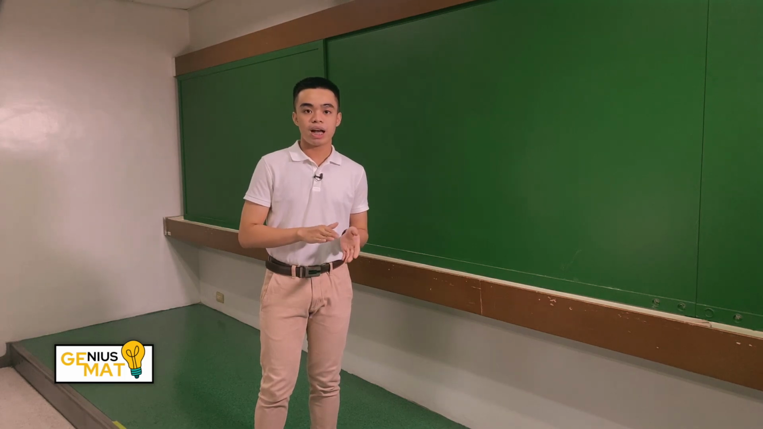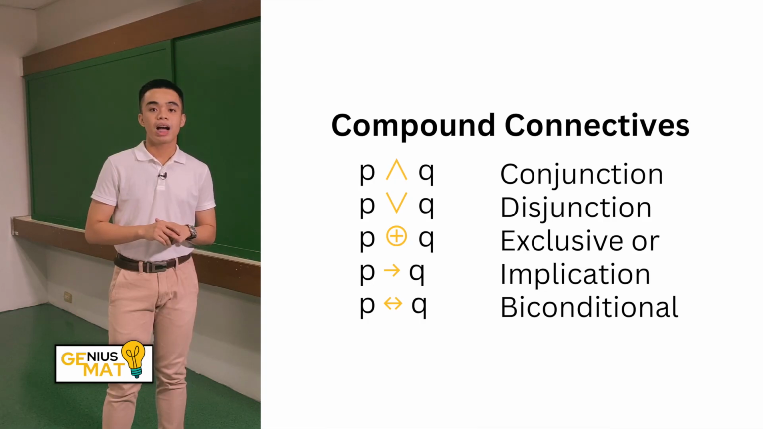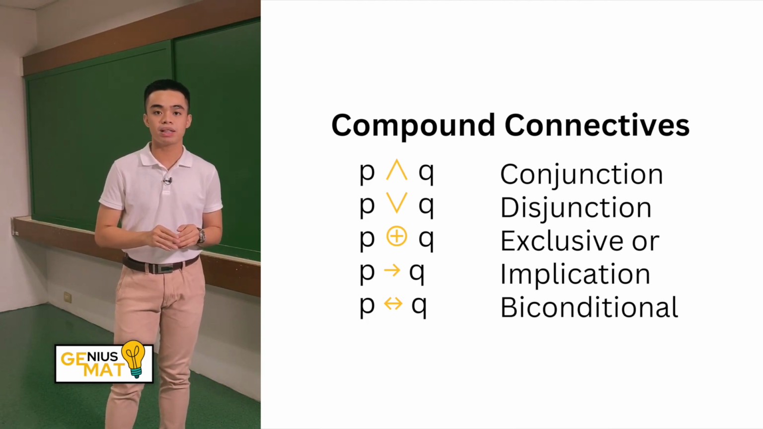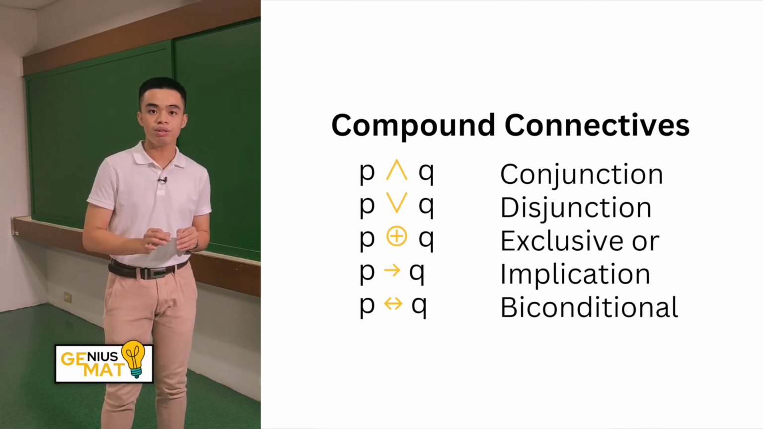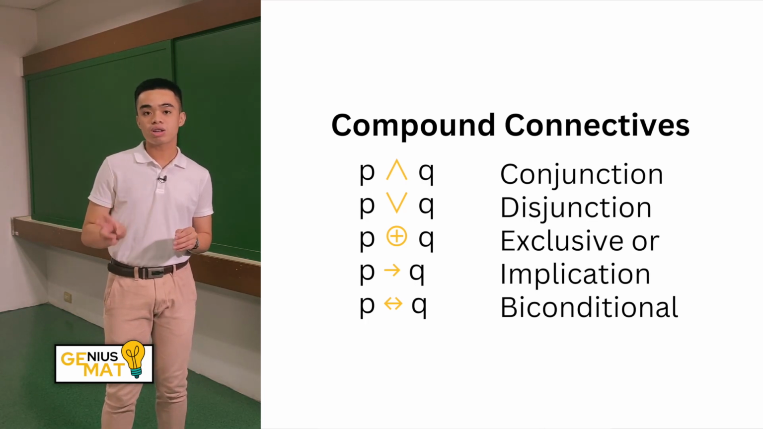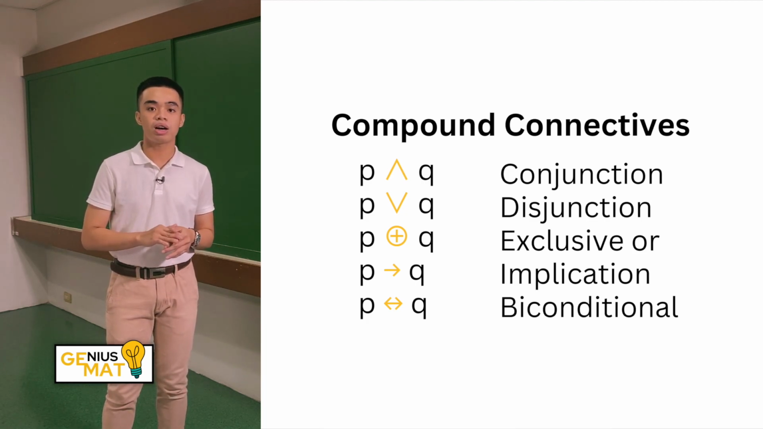But first, let's dig deep into what a propositional connective is. A propositional connective is an operation that combines two statements to produce a new proposition whose truth value depends only on the truth values of the original two propositions. Conjunction, disjunction, exclusive or, implication, and biconditional are some examples of propositional connectives.